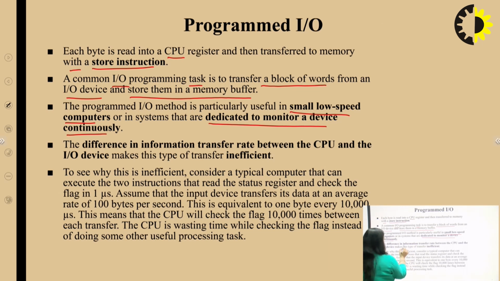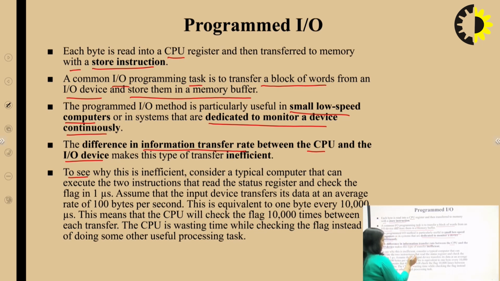The difference in information transfer rate between the CPU and the input-output device makes this type of transfer inefficient. One is very fast, another is very slow, so there is a data rate mismatch. So this type of programmed input-output is a very inefficient transfer type. Here is an example in which we can see how it is inefficient.